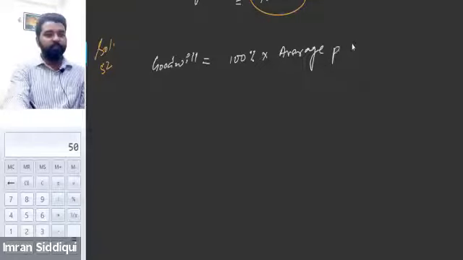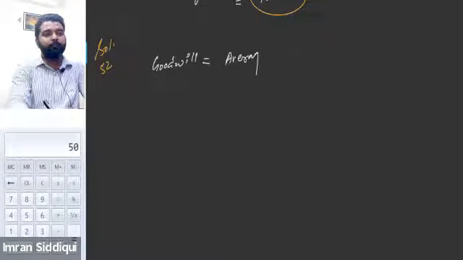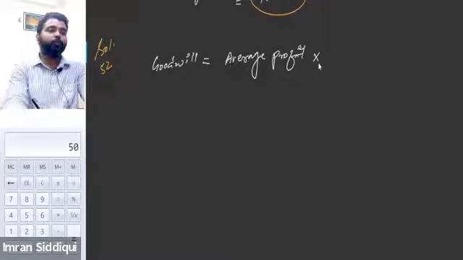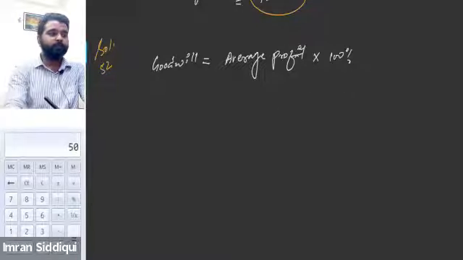So see, generally the formula for goodwill is average profit into number of years purchased, right? We have to multiply the number of years purchased with average profit. But since this time the question is directly saying that we need to consider 100% of the average profit as the value of the goodwill, the number of years purchase is not relevant at all. First of all, we will find out the average profit, and then we will simply find out the 100% value of the average profit. That's it. I hope this is clear to all of you.